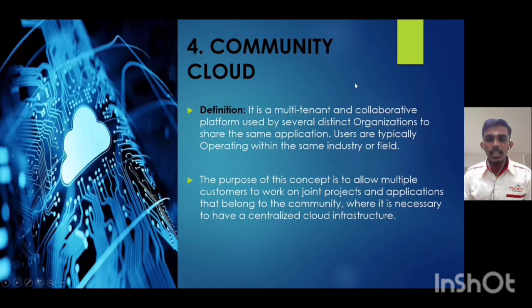Next is community cloud. What is community cloud? Community cloud is a multi-tenant and collaborative platform used by several distinct organizations to share the same application. Users are typically operating within the same industry or field. The purpose of this concept is to allow multiple customers to work on joint projects and applications that belong to the community, where it is necessary to have a centralized cloud infrastructure.